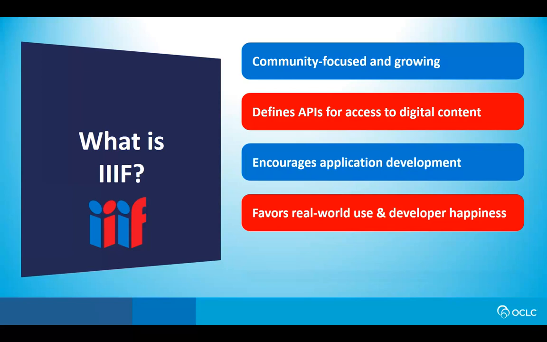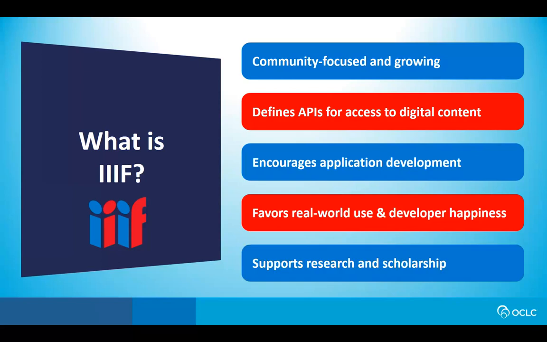The other thing is it tries to promote developer happiness. If you're going to build an API, you want it to be usable. You want developers to have as little friction as possible. So there's a significant focus on making sure it can be turned into something that works fairly easily. And then just overall, IIIF supports scholarship and research in the digital humanities and special collections and cultural heritage sector. So that's really the focus of the community today.